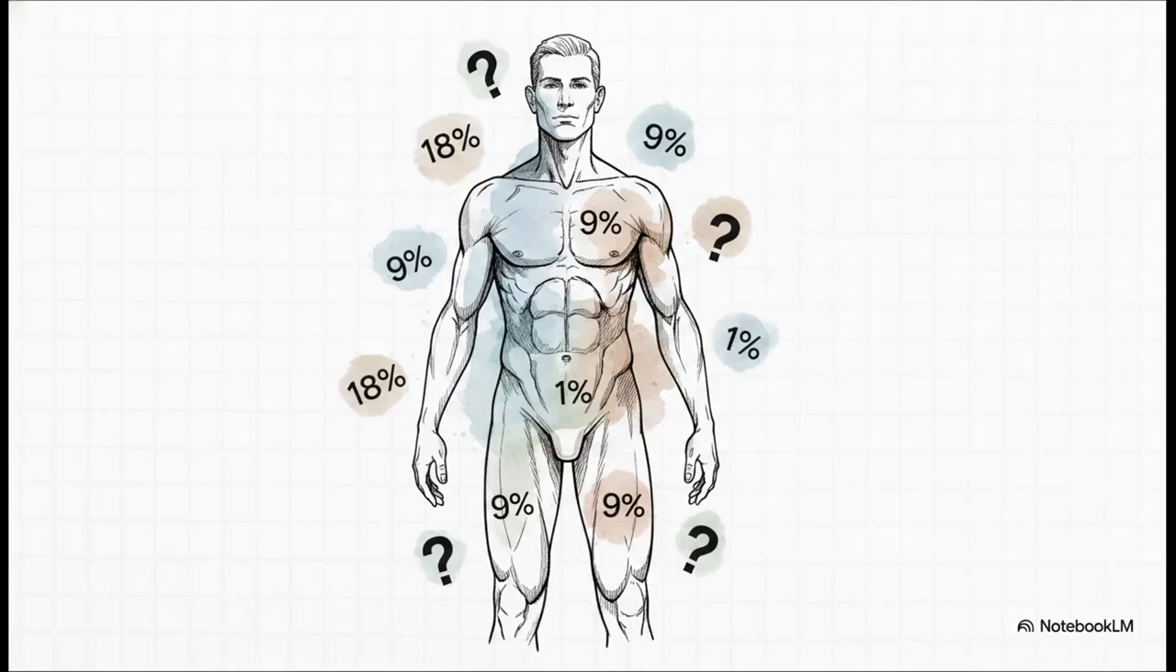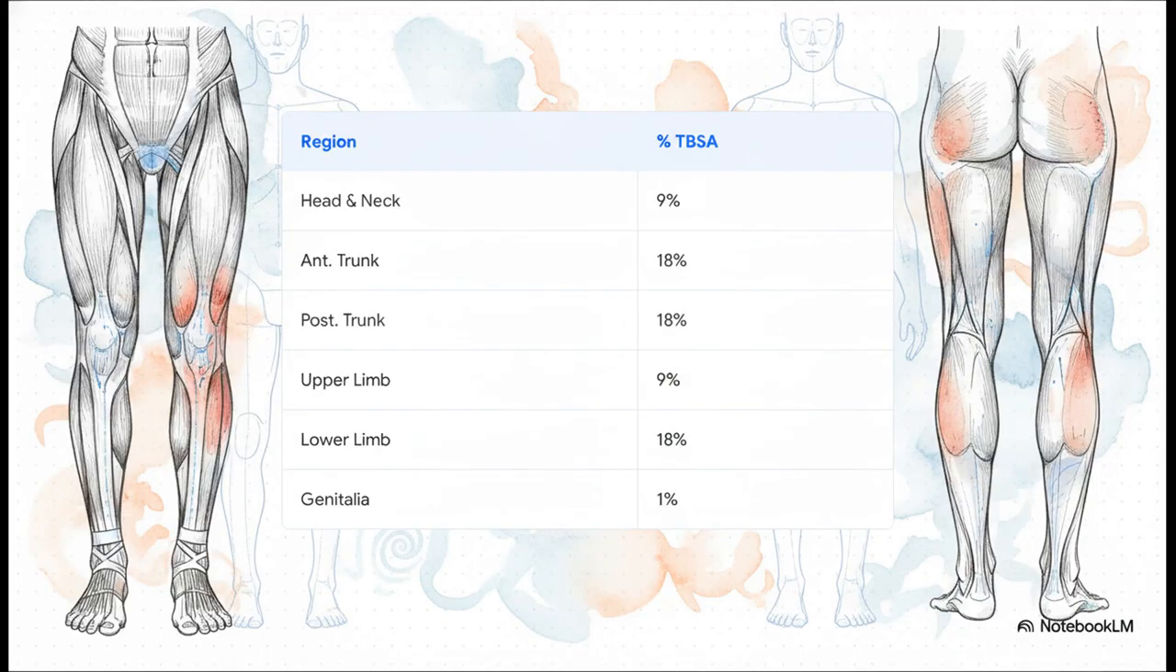Moving on to assessing external surface area, because getting this calculation right is literally make or break for a patient's survival. Which of the following is incorrect regarding Wallace's rule of nines? Did you spot the trap? It's option B.